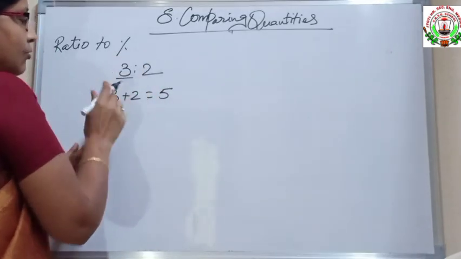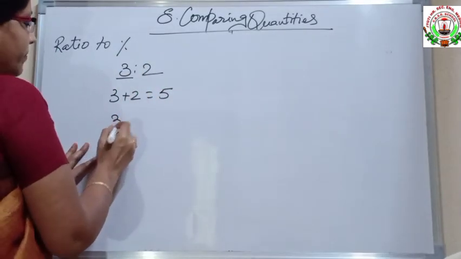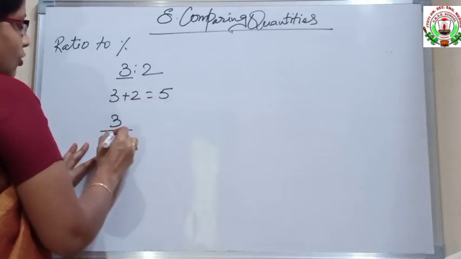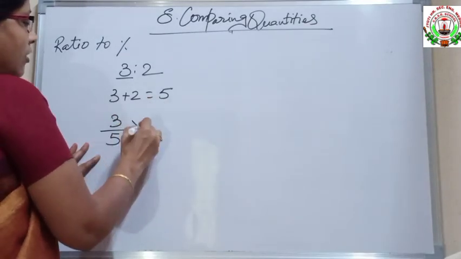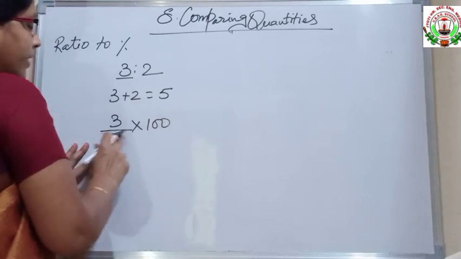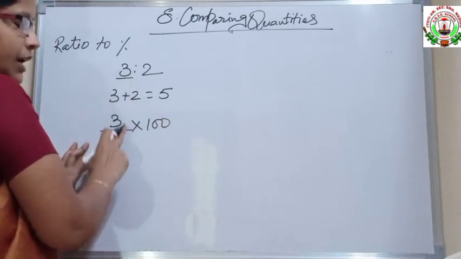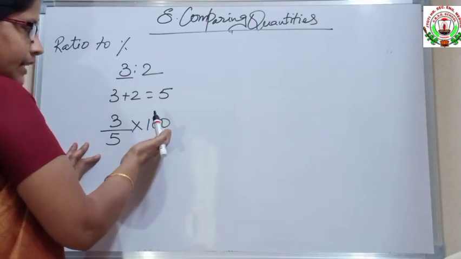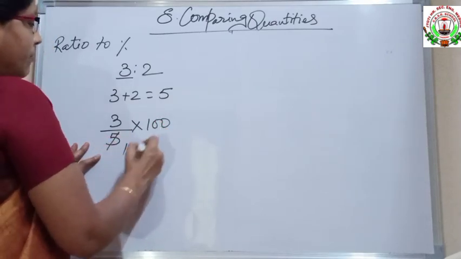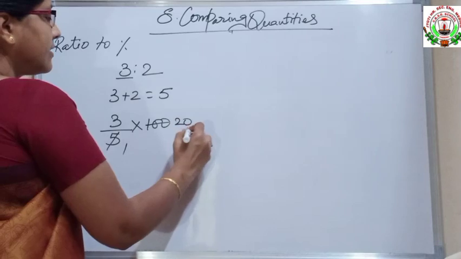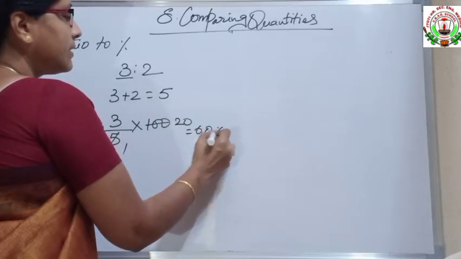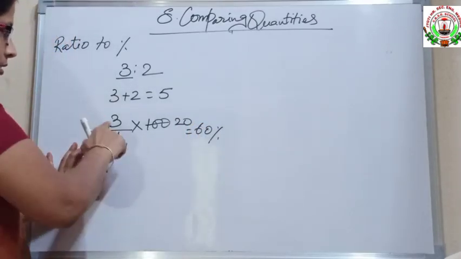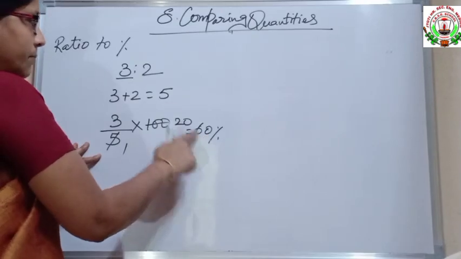Next we take the first number 3, divided by the total of the ratio, into 100, because we have to change this ratio into 100, means into percent. So we have to multiply with 100. 5 ones are 5, 5 twenties are 100, so this will be 3 into 20, that is 60%.